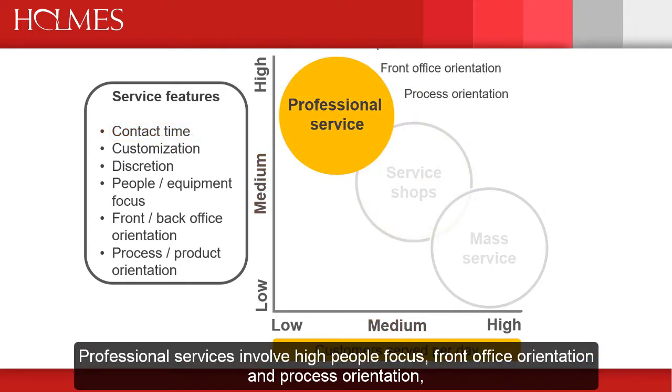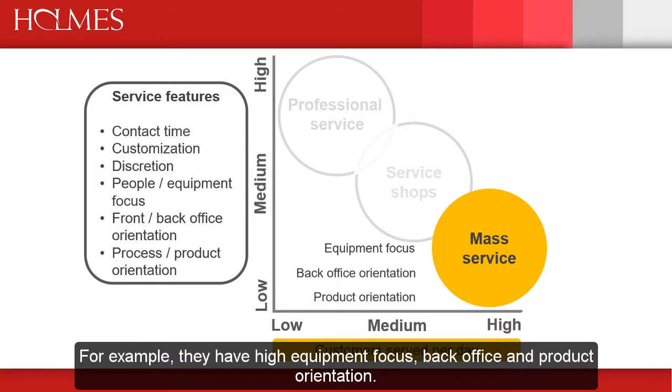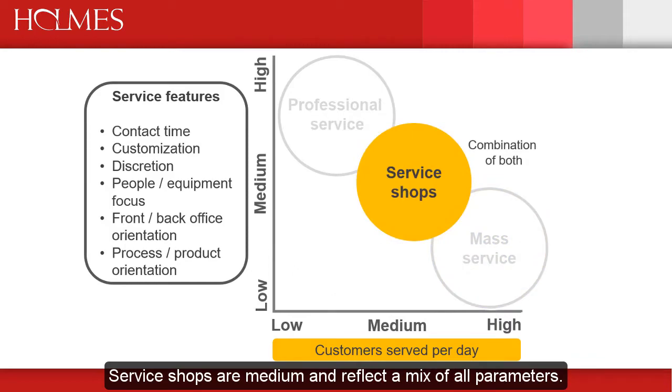The case is similar with customization and discretion. Professional services involve high people focus, front office orientation, and process orientation, while mass services are low on people focus. For example, they have high equipment focus, back office, and product orientation. Service shops are medium and reflect a mix of all parameters.